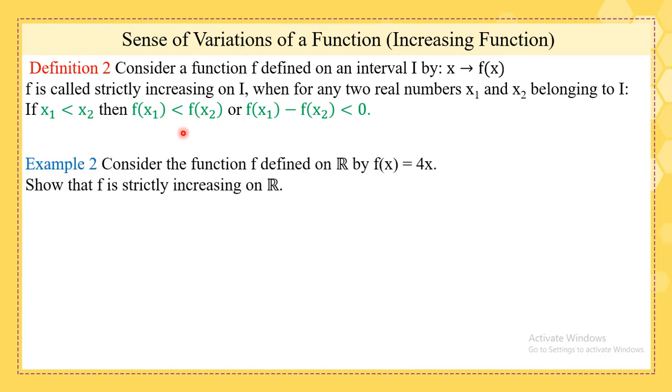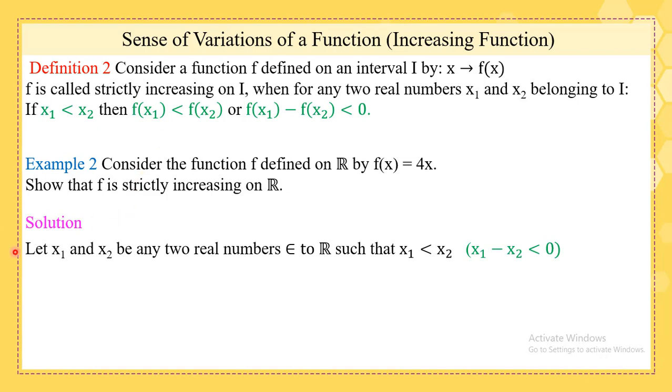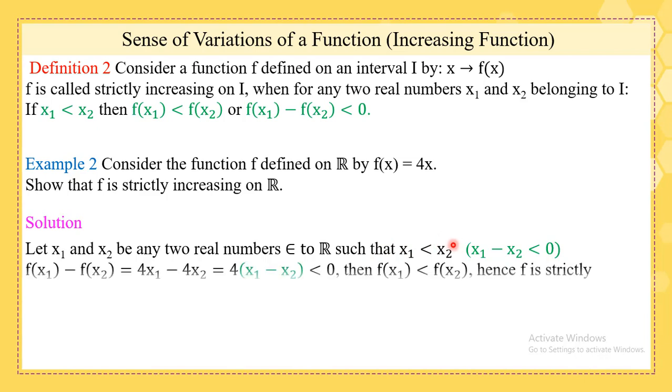Example 2. Consider the function f defined on R by f of x equal 4x. Show that f is strictly increasing on R. Now, how to show that a function is strictly increasing? First we will start by this statement. We have to define x1 and x2 such that x1 is less than x2. Let x1 and x2 be any two real numbers belonging to R, which is the domain of definition given in the example, such that x1 is less than x2. This is the statement in which we have to start.